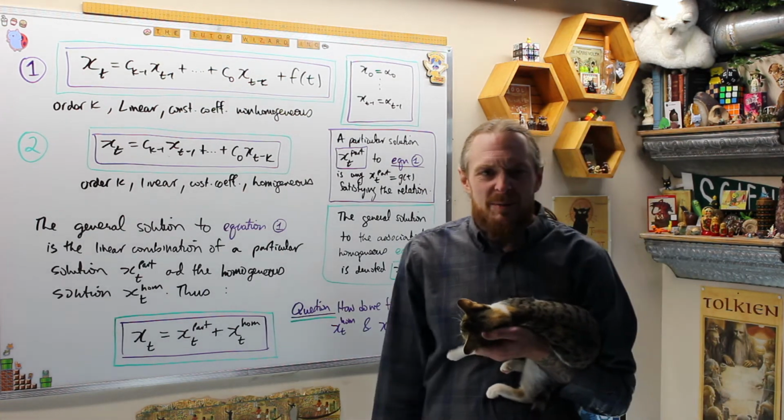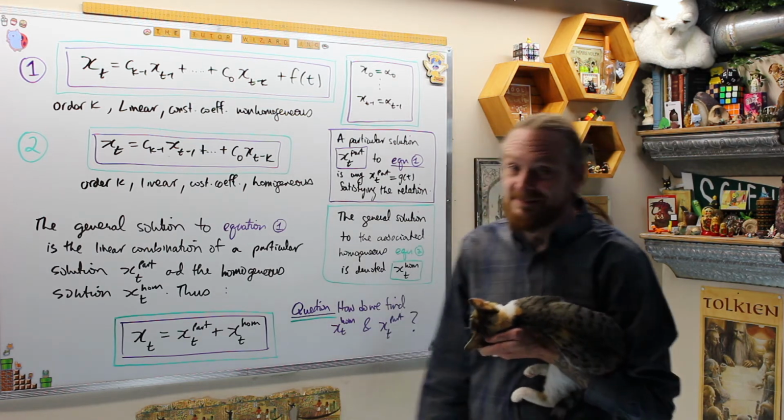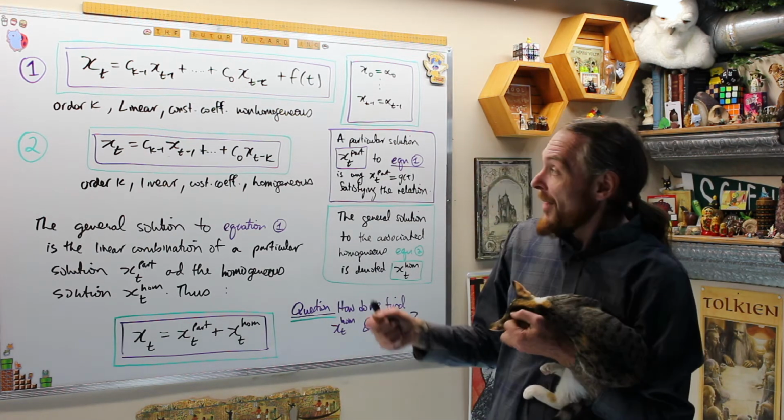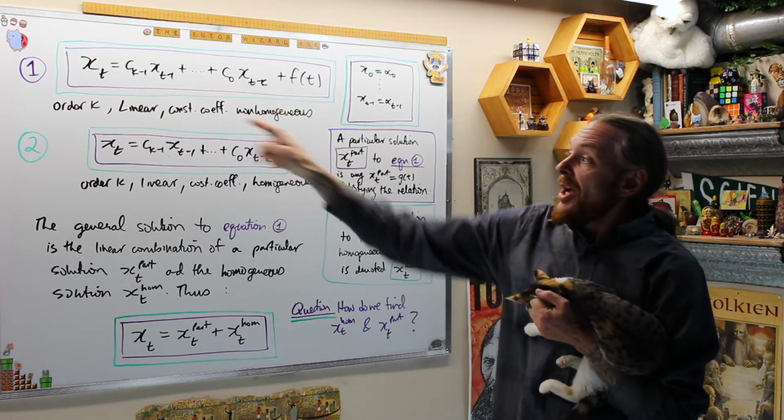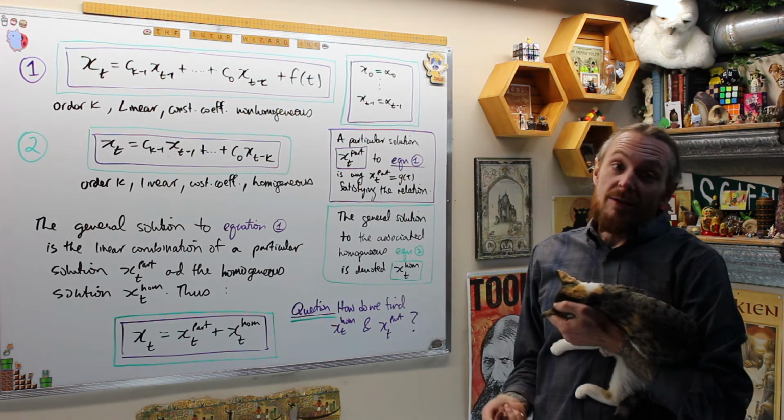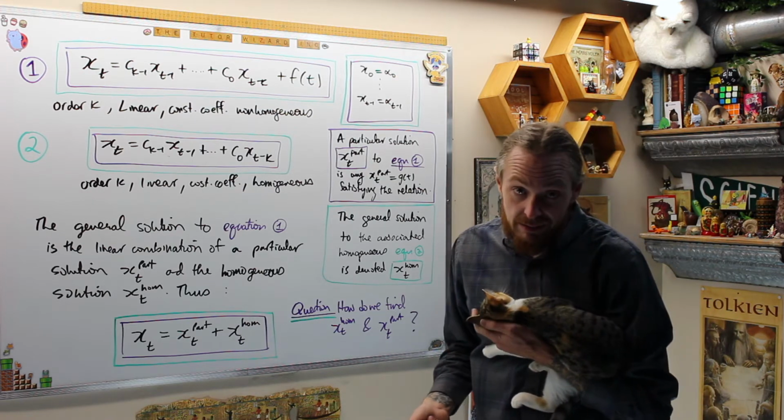Finding the roots of polynomials for degree 3 and higher is hard. Look at Galois theory, essentially. But what are we doing here? This is what we want to solve. This is called the order k linear constant coefficient non-homogeneous equation.